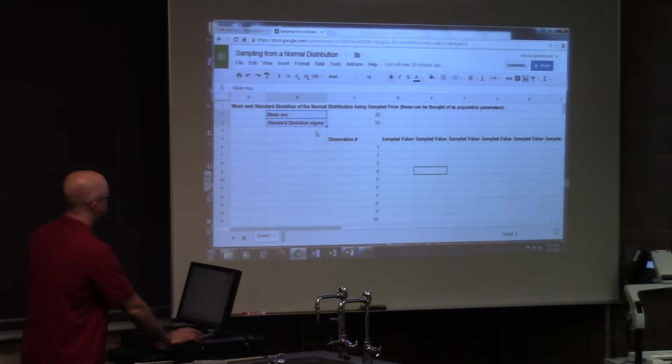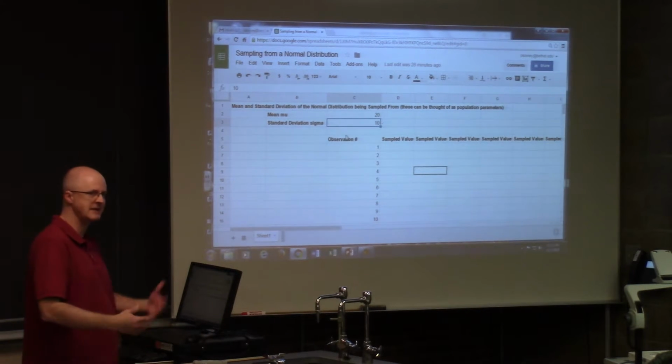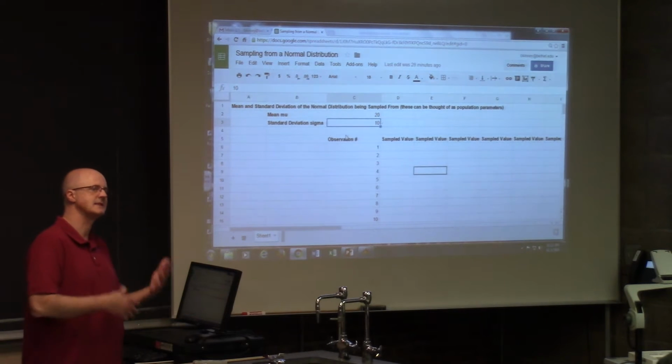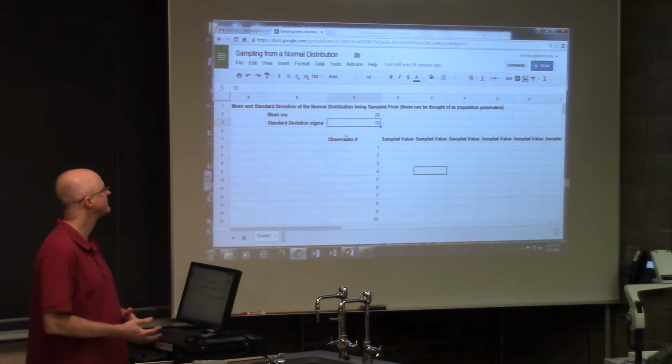Here are the mean and standard deviation. Okay, I just made these numbers up. I'm pretending I've got a population with a mean mu of 20 and a standard deviation sigma of 10. I'm pretending that I know those things. And this is going to simulate sampling from this distribution.